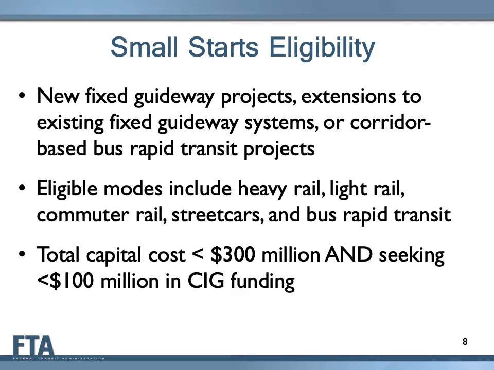Eligible transportation modes under CIG include heavy rail, light rail, commuter rail, streetcars, and bus rapid transit projects. More information will be provided on bus rapid transit eligibility for small starts in the next few slides. Lastly, as discussed earlier, the law specifies that small starts projects must have a total estimated capital cost of $300 million or less and must be seeking less than $100 million in CIG funds.